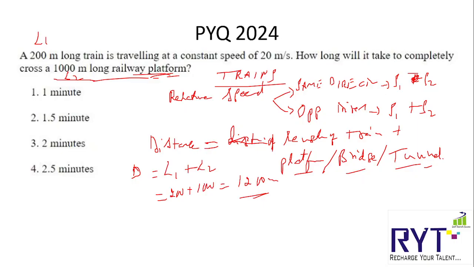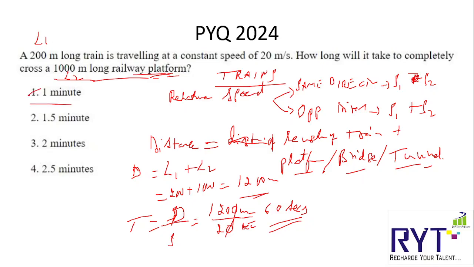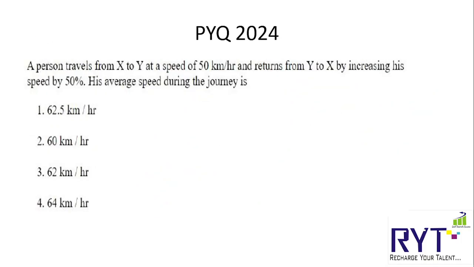Okay, this is D. Speed is given, 20 meter per second. Time they are asking. So time is equal to distance by speed. Always distance will be in the numerator. Distance is 1200 meters divided by speed, 20 meter per second. 0, 0 gets cancelled. 2, 6 are 12. 60 seconds is the answer, because this is in meter per second. But we have answer options in minutes. So 60 seconds means 1 minute. So this is the right answer.